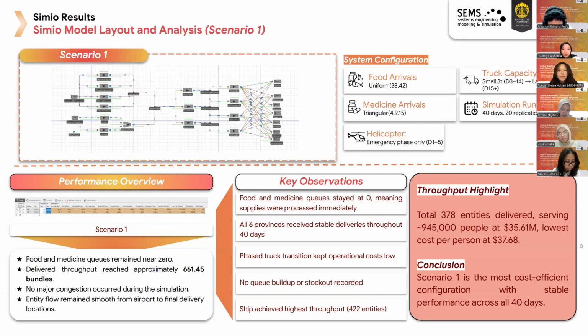Next. So this is for the simulation result scenario 1, where in scenario 1, the system operated smoothly with minimal queues, meaning relief goods were distributed effectively, where all 6 was cost per person served.